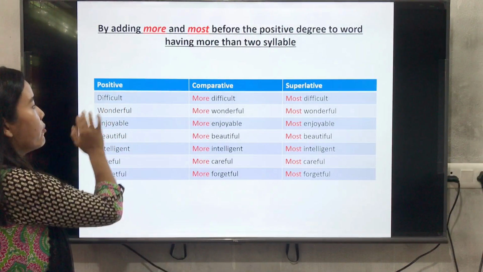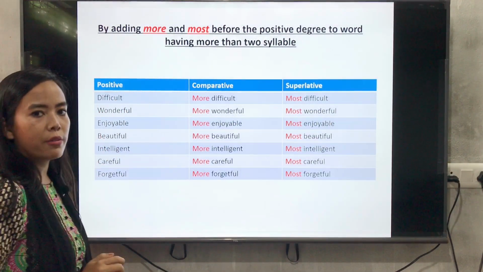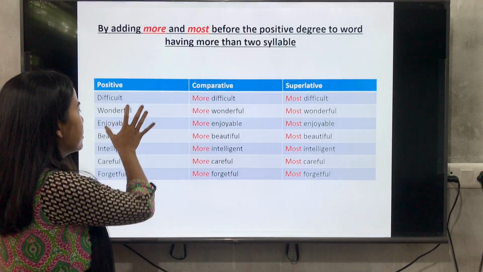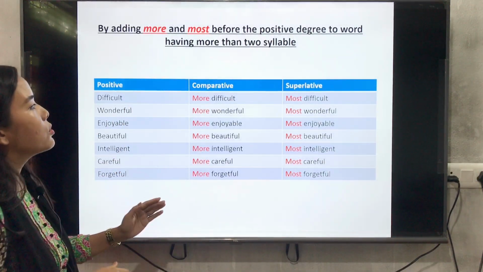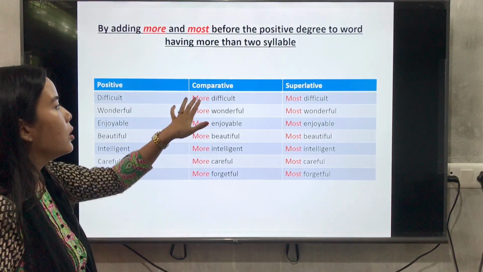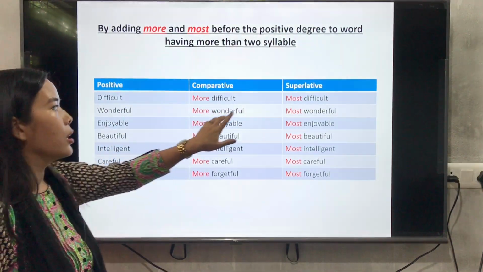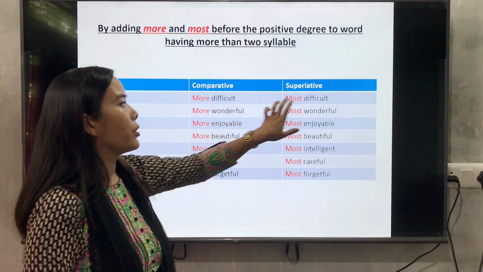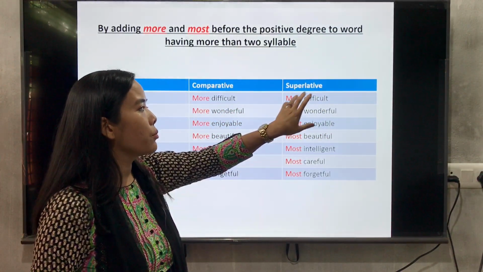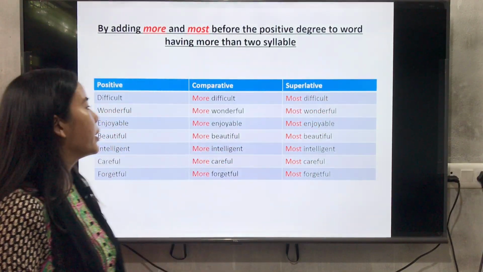D-I-F-F-I-C-U-L-T, difficult. How many vowels are there? I, I, U. 1, 2, 3. 3 vowels. So this is a 3 syllable word. So in these cases, what we need to do is put more before the positive word. Okay? More difficult. It is comparative degree. Difficult, more difficult, most difficult. We need to add most before the positive degree difficult to make it a superlative form of degree.